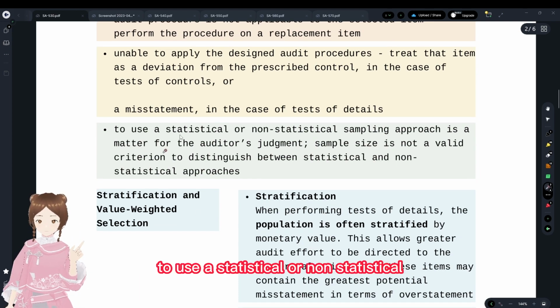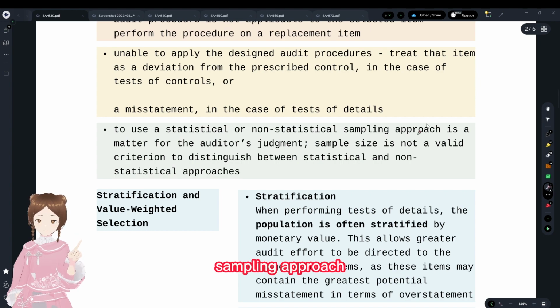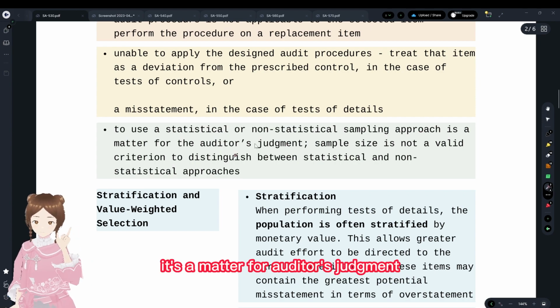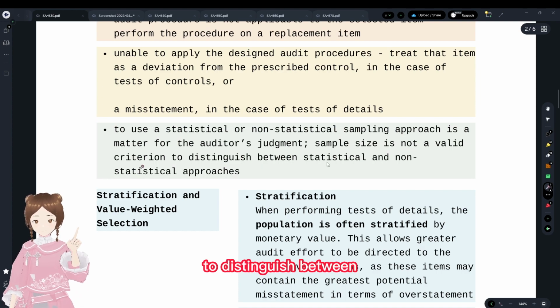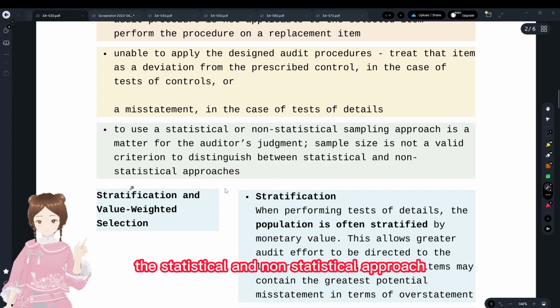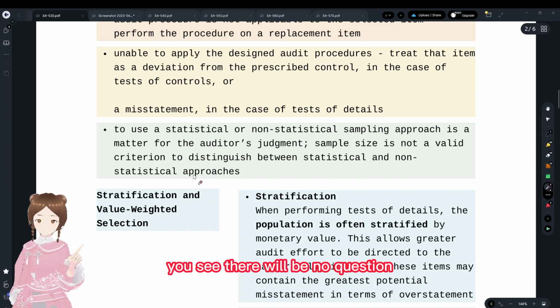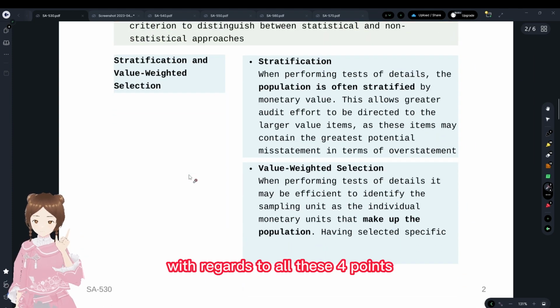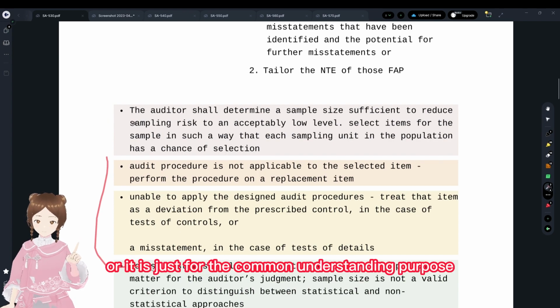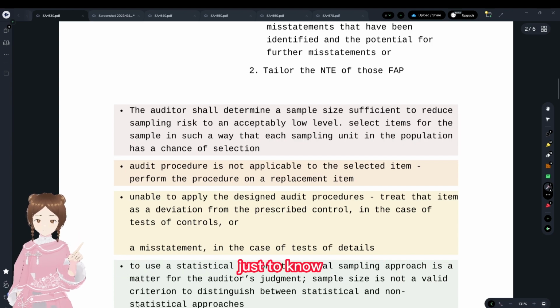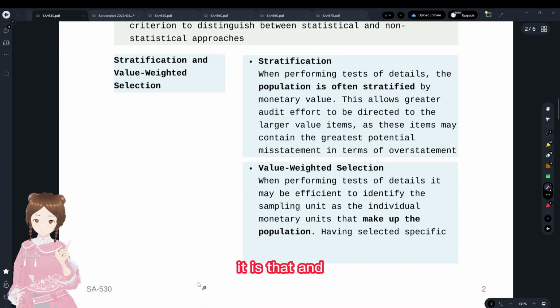To use a statistical or a non-statistical sampling approach is a matter for the auditor's judgment. Sample size is not a valid criterion to distinguish between the statistical and non-statistical approach. You see, there will be no question with regards to all these four points. It is just for common understanding purposes, just to know it is there.